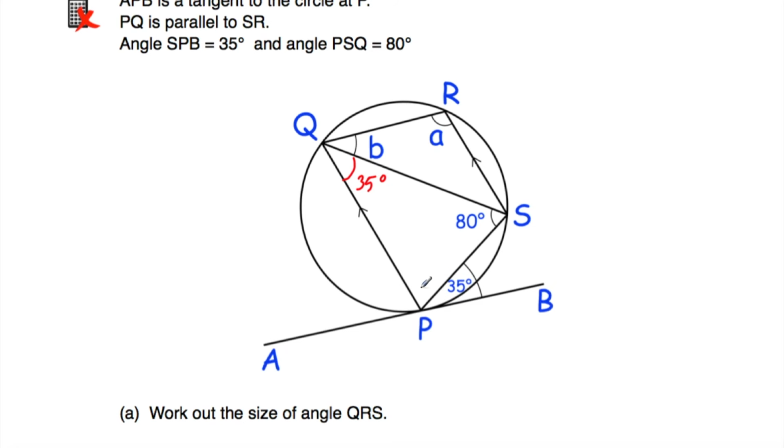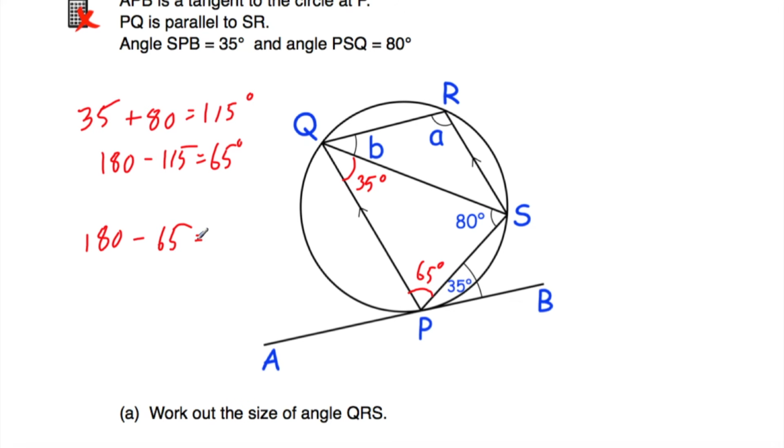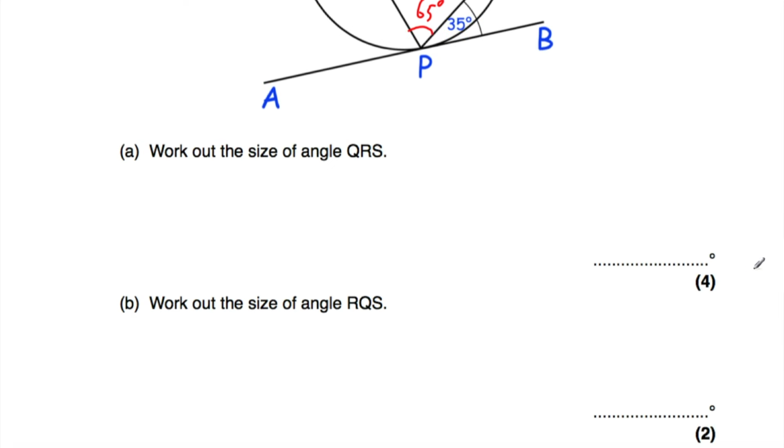So let's find the size of this angle here. We've got 35 degrees and 80 degrees, so 35 plus 80 is equal to 115 degrees, and then 180 take away 115 is equal to 65 degrees. So this angle here is 65 degrees. Now we know the size of this angle. Because PQRS is a cyclic quadrilateral, the opposite angles add together to be 180 degrees. So if we take 65 away from 180, we get A. So 180 take away 65 is going to be equal to 115 degrees. So that means that A is 115 degrees.